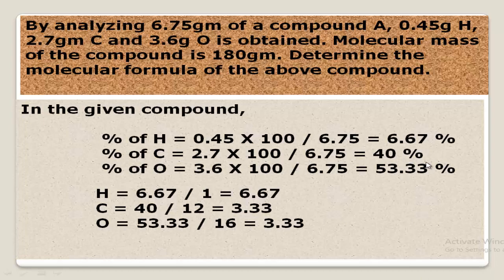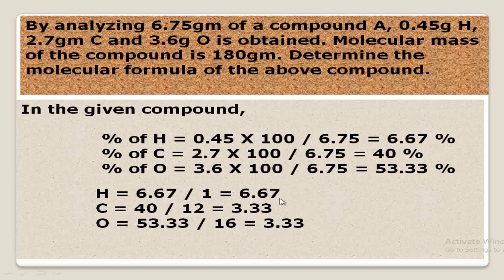Now we have to find the empirical formula, and in determining the empirical formula, what is the first step? The percentage composition is divided by the atomic mass. So hydrogen atomic mass 1, carbon atomic mass 12 and oxygen atomic mass 16. So dividing by atomic mass, we got these quotients.